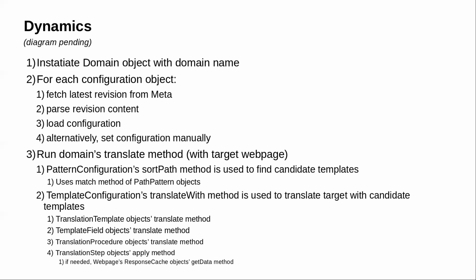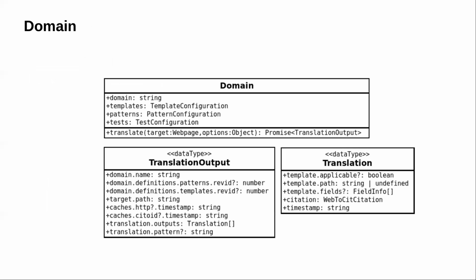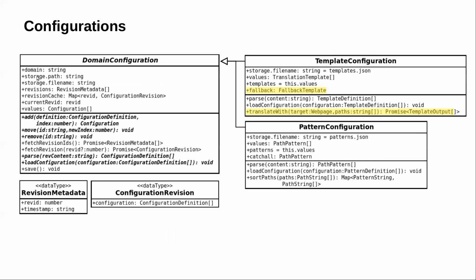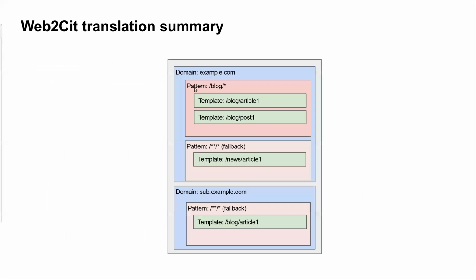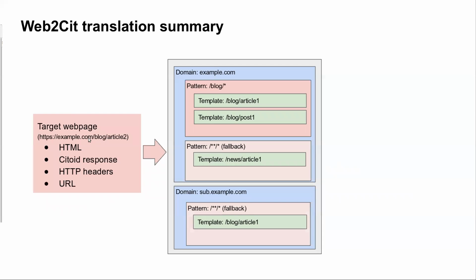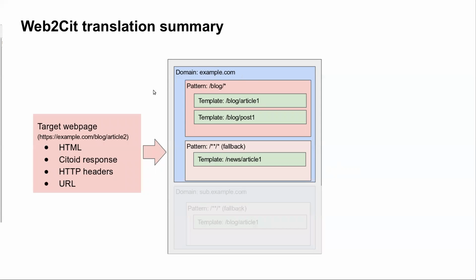So let's say my target, let's go to, I think this is gonna be useful. This slide here, this is gonna be useful. So we have example.com/blog/article2. We create the domain object given example.com to the domain creator. So at that moment we have this domain object created. And now we give to the pattern configuration object this URL, and the pattern configuration object sort path method is going to return, okay, for this URL, you have to use pattern /blocks/wildcard.